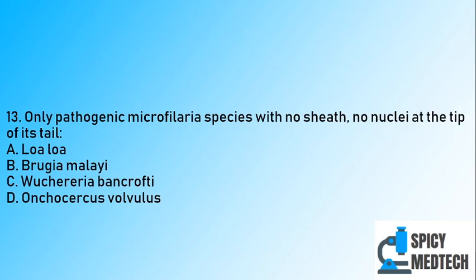Number 13. The only pathogenic microfilaria species with no sheath, no nuclei at the tip of its tail. A. Loa loa, B. Brugia malayi, C. Wuchereria bancrofti, or D. Onchocerca volvulus. So the answer for number 13 is letter D, Onchocerca volvulus.